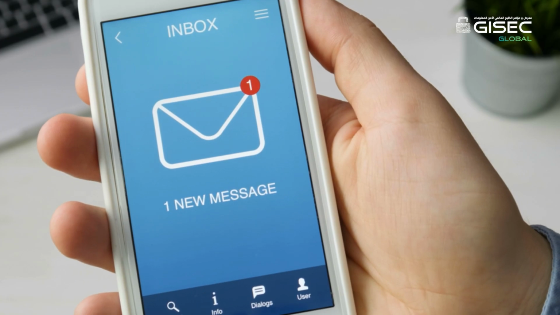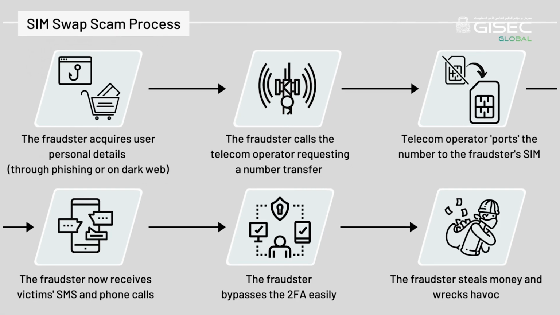Easy. The weakest of these second factor authentication is SMS, because SMS can be transferred. I can call up Etisalat or Du or whatever, and convince them that I am you. Please transfer his number to my new phone. Here's the IMEI number. It's called a SIM swapping attack.